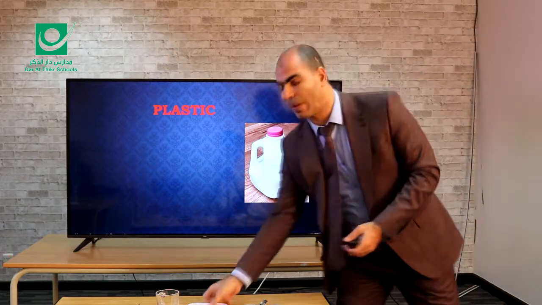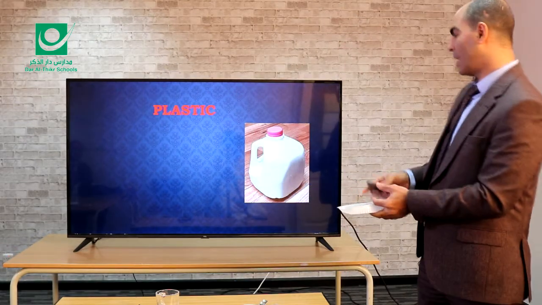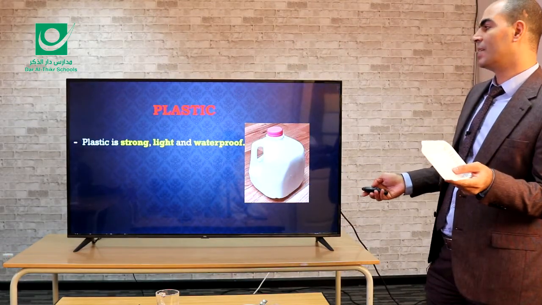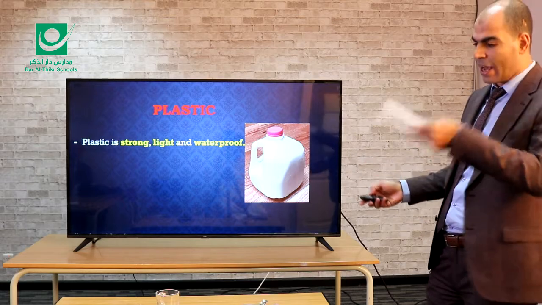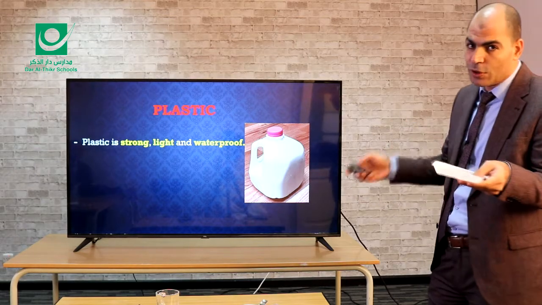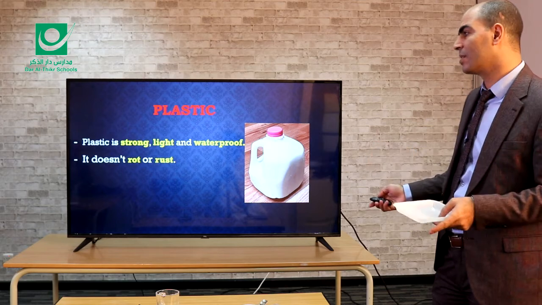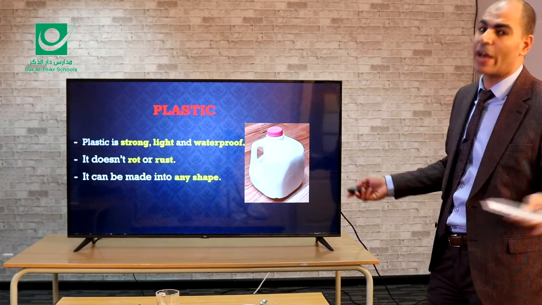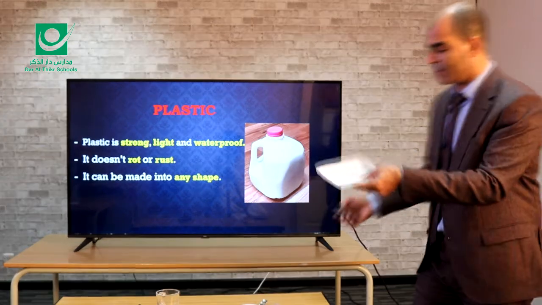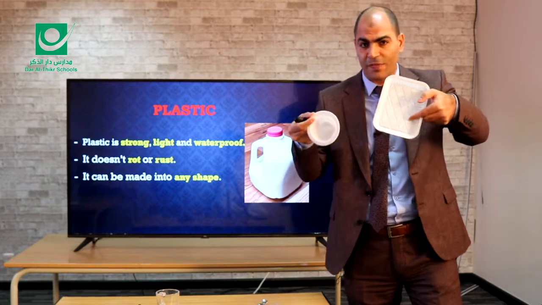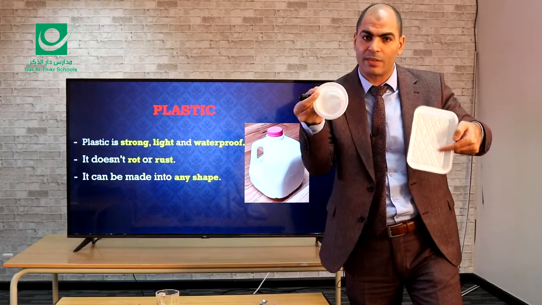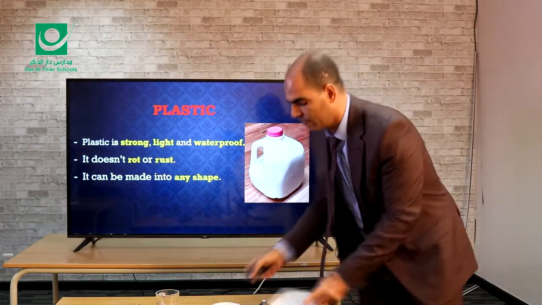Now let's turn to plastic. Plastic is strong, light, and waterproof. It doesn't rot or rust. It can be made into any shape like this. Look at the shapes. The shapes are different. This is a plate and this is another plate, but the shapes are different.